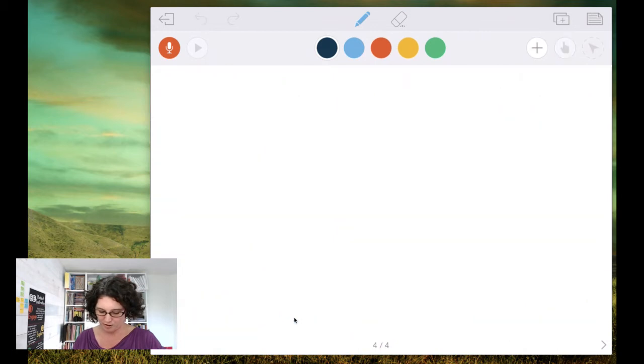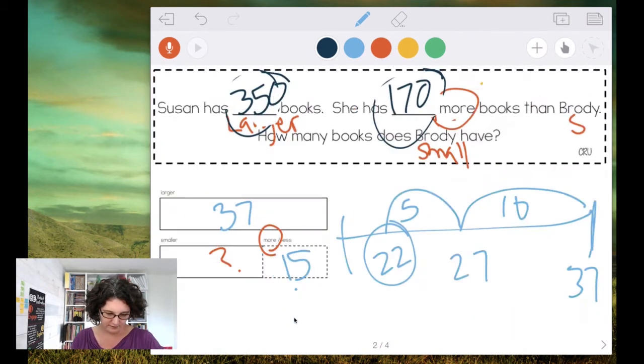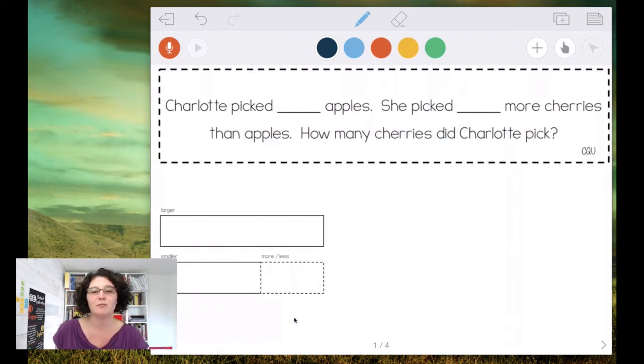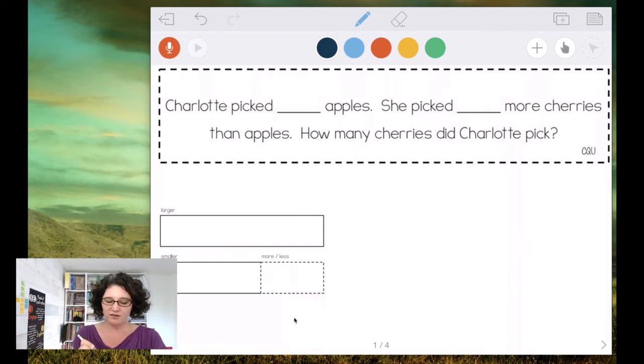Alrighty, this last problem, oops, I didn't go that far. Let's see, there we go. This last problem is: Charlotte picked blank apples. She picked blank more cherries than apples. How many cherries did Charlotte pick? And this is the compare quantity unknown. In this, you are trying to figure out one of the quantities that are there. So Charlotte picked blank apples. We don't know whether that is the larger or the smaller number yet. We have to keep reading.